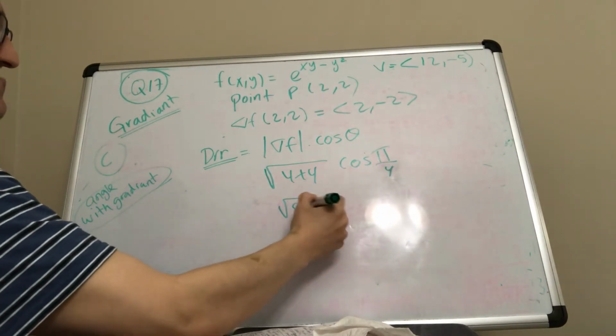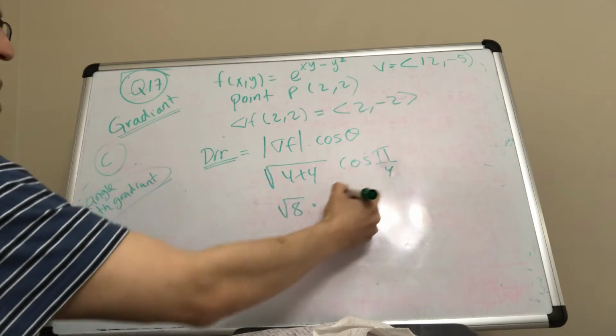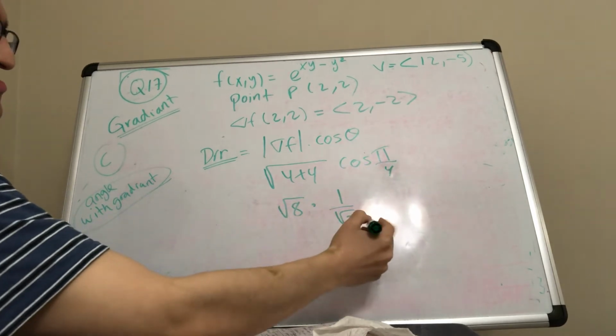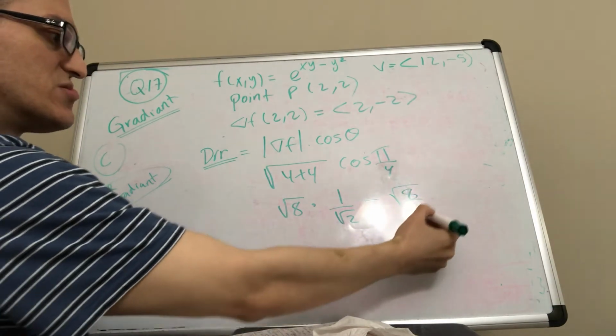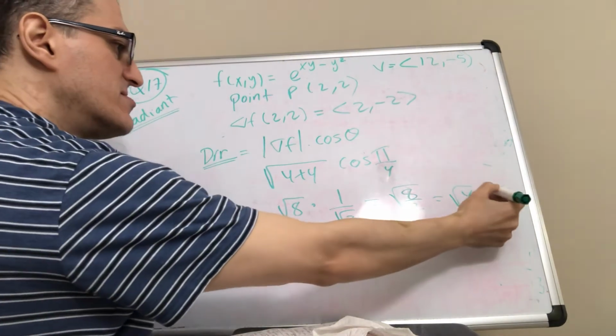That's root 8. Cosine pi over 4 is root 2, so you have root 8 over root 2, which is root 4, which is 2.